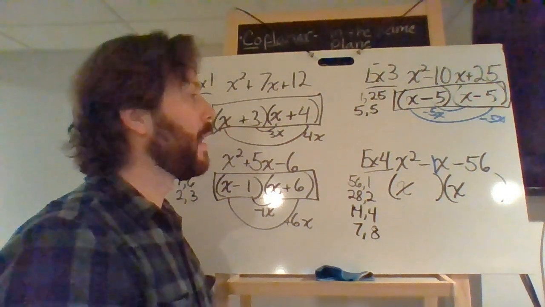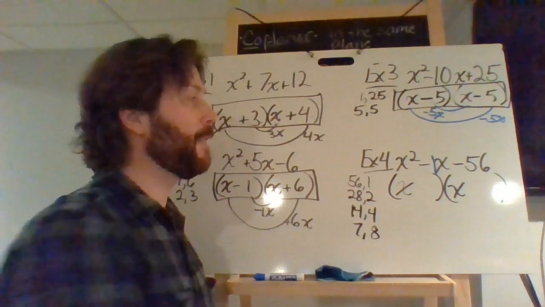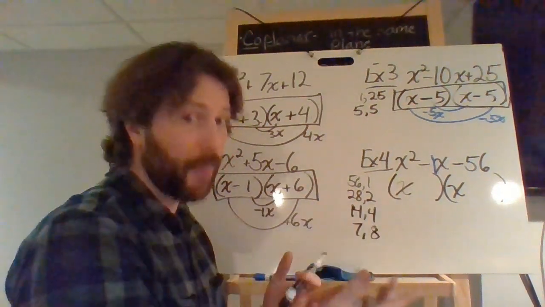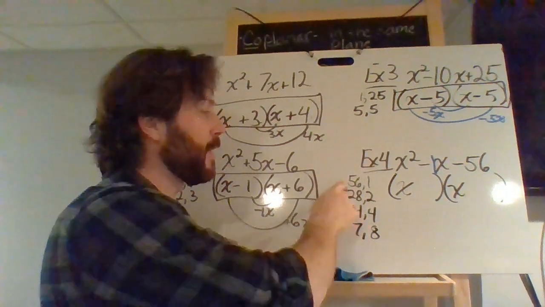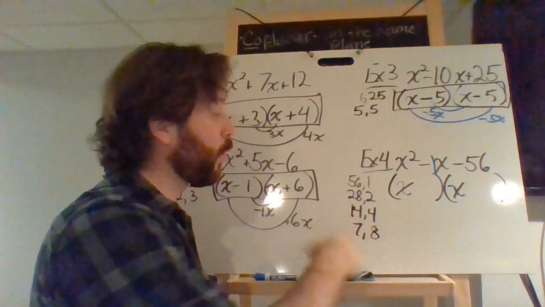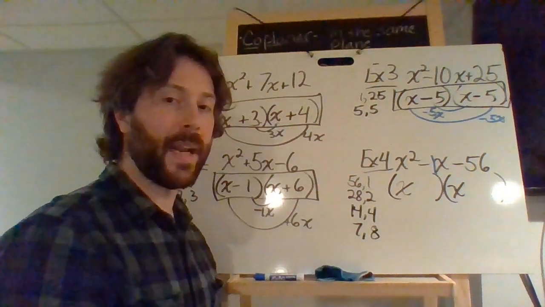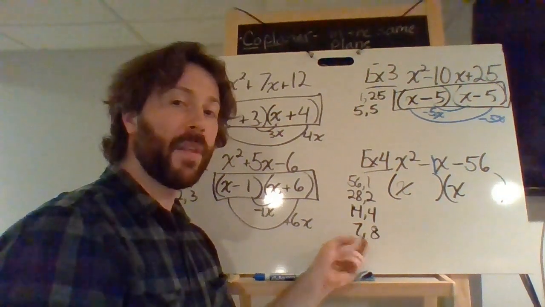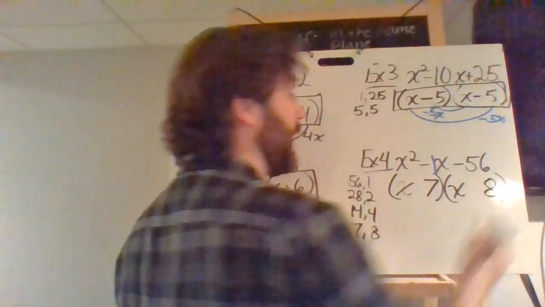Okay, so what I can do is look at each of these pairs of numbers and see which ones have a difference of 1. And that's probably going to be the one that I need. 56 minus 1 gives me 55. 28 minus 2 is 26. 14 minus 4 is 10. 7 minus 8, that's the negative 1 that I need. So this is the pair of numbers that I'm probably going to use here. So let's look at 7 and 8.